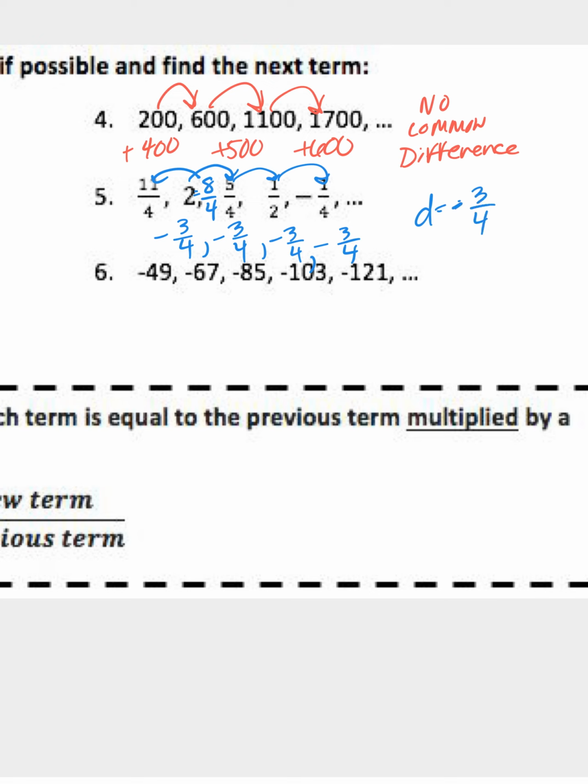Alright, let's find the last one. From here to here, I think you guys can do that. I think it's going to be considered d is equal to a negative 18.